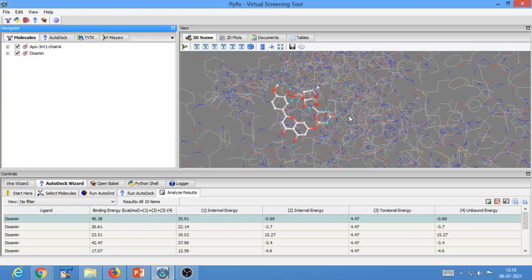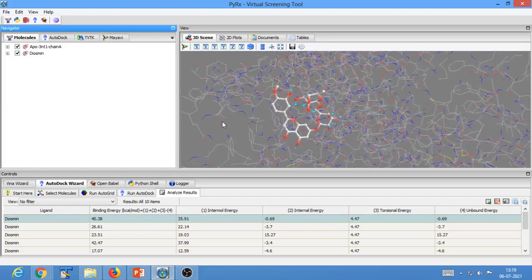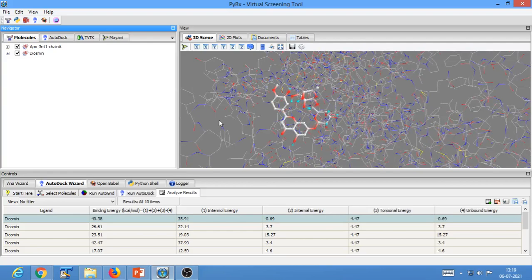Is everyone with me so far? Sir, what is this binding energy, unbound energy, internal energy, and all? And why do we get different poses?